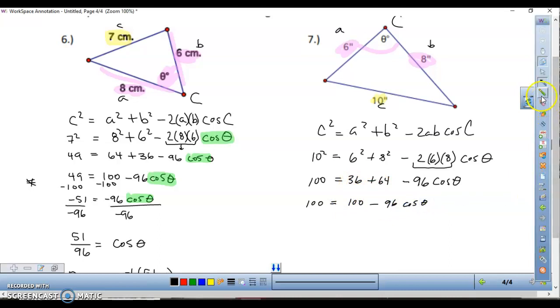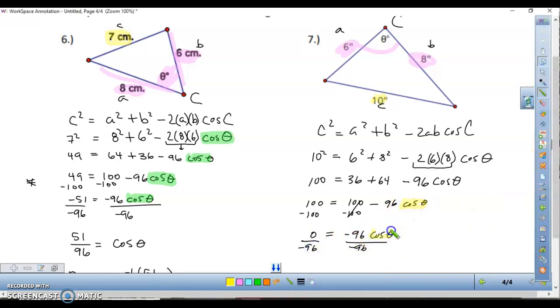Now remember, the objective here when you solve for an angle is to get the cosine stuff all by itself. So I'm not going to subtract 100 minus 96. All right? Rather, I'm going to subtract 100 from both sides. And I'm sorry I used the same numbers again. Again, I wasn't being very creative. So then I get 0 on the left equals negative 96 times the cosine of theta. Then I'll divide both sides by negative 96. Because again, my objective is to get this part all by itself.